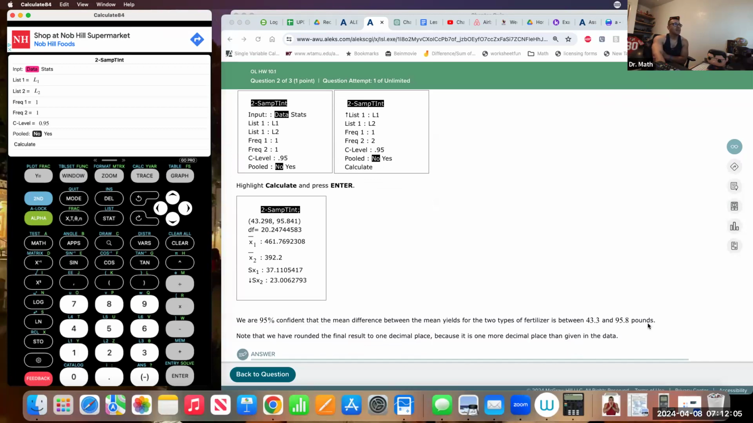In this case, they don't ask us whether there is a difference. They're not asking that question. If they were asking whether the mean yields were about the same, then what you would be looking for is, does 0 fall between these numbers? What that would tell you is that one of the endpoints would be negative and one would be positive.